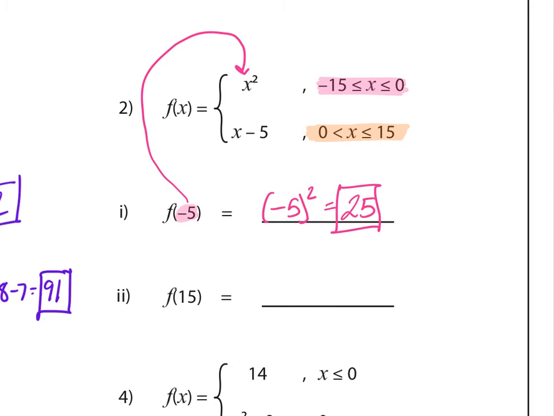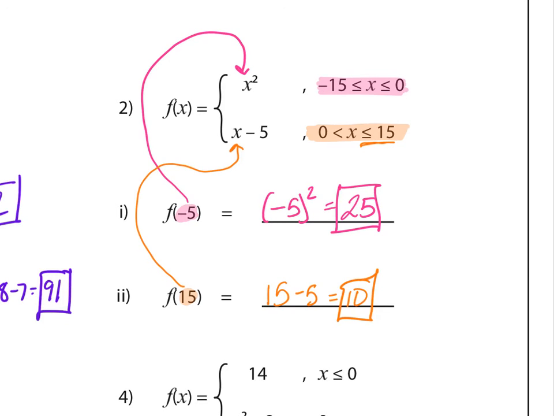And then plus 15, oh, it does say right here, equals 15. So that means that it's going to go into that equation. I'm going to take this 15 and put it into there. So I get 15 minus 5 equals 10. Done. Okay? So those are my two answers.